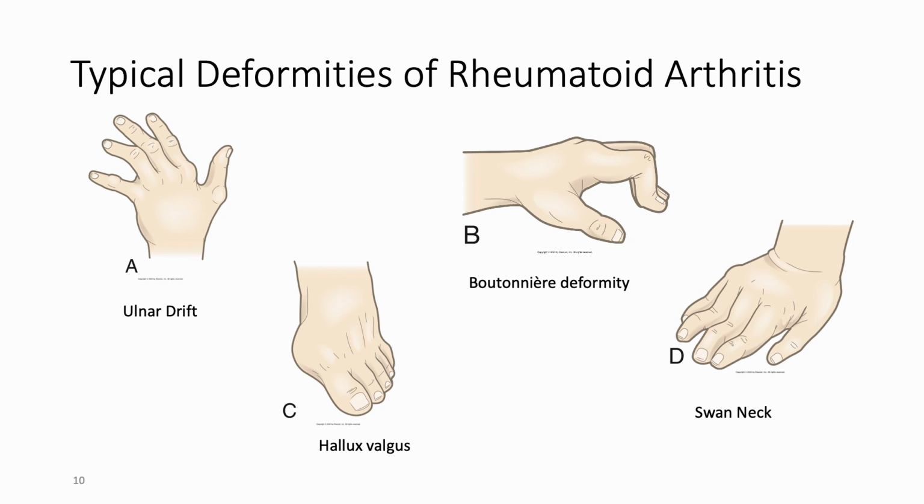A is the ulnar drift, so the hand kind of becomes cockeyed to one direction or another. The boutonniere deformity is number B. Number D is a swan neck deformity of the hand. C is a foot deformity if your feet or toes are involved, and it is hallux valgus, which is a fancy name for a bunion.